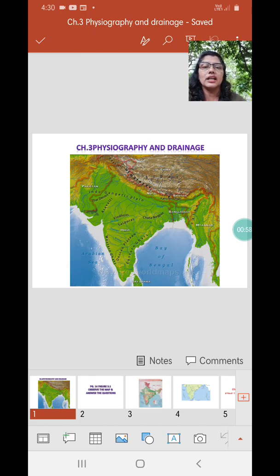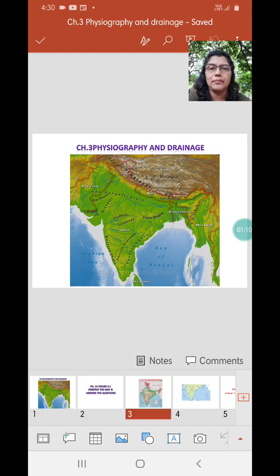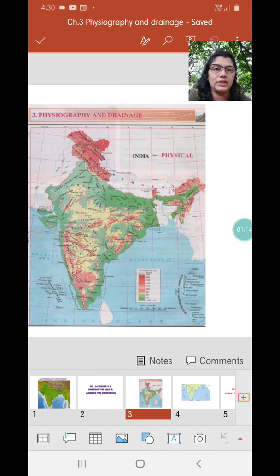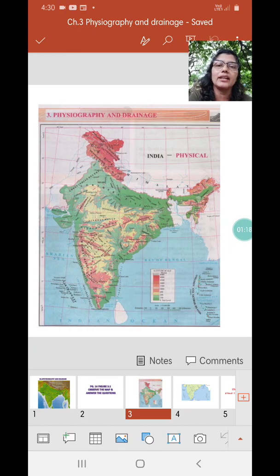Then now we start with chapter 3. For that you need your textbooks. You need to open to page 14, and as you open page 14, you find the physical map of India. I would advise you to take a screenshot with another mobile, and then you'll be able to blow it up and look out for the minute details. The details are not really clearly visible in this map.